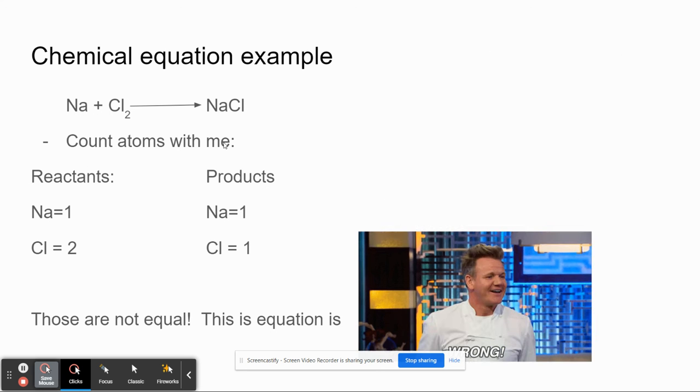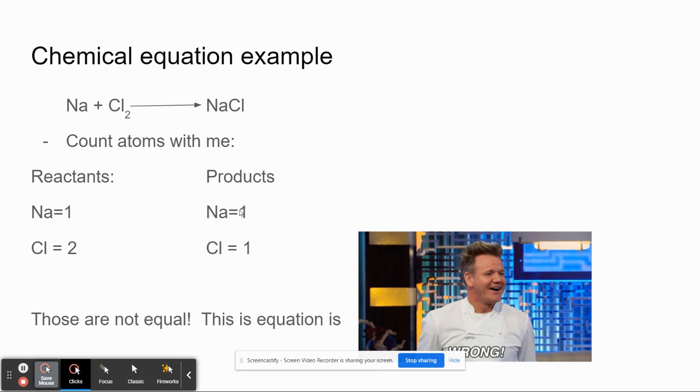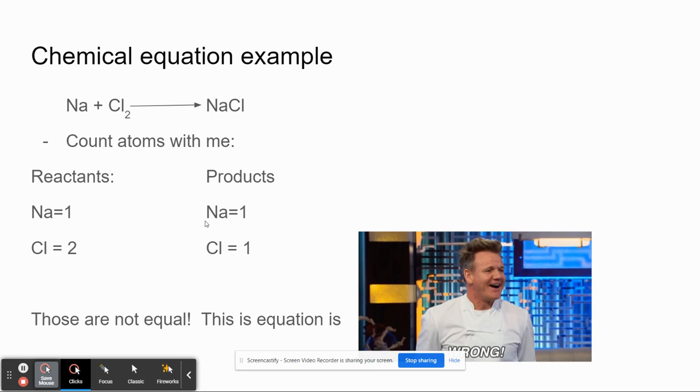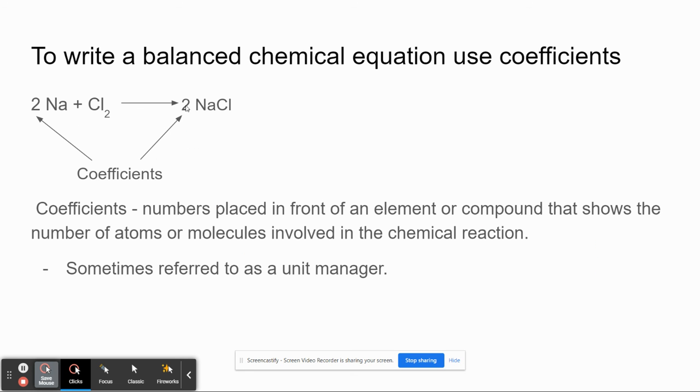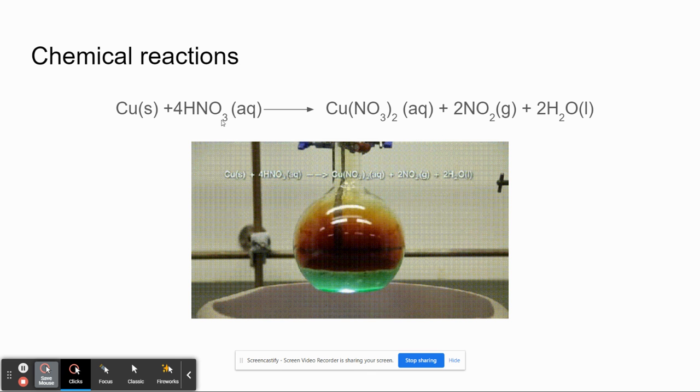So when I put a 2 in front, that 2 tells me that there's now 2 sodium and now 2 chlorine. You might be like, well, yeah, but I only have 1 sodium over here. That's right. And so what we'll work on is that you'll have to then put a coefficient of 2 over here to make sure that the equation is balanced. So we're going to add these coefficients. When you see these coefficients, they just show the number of atoms or molecules that are involved in the reaction in order for the reaction to occur. And this is a correct way to write a balanced equation.